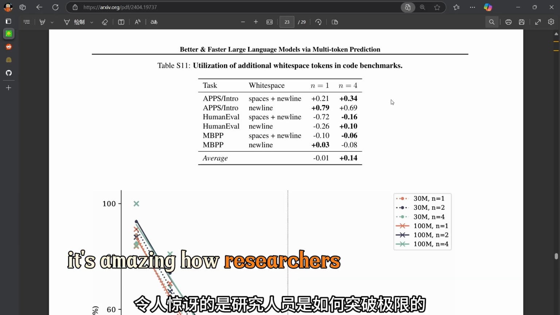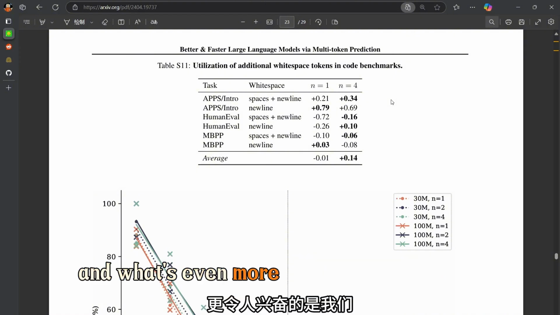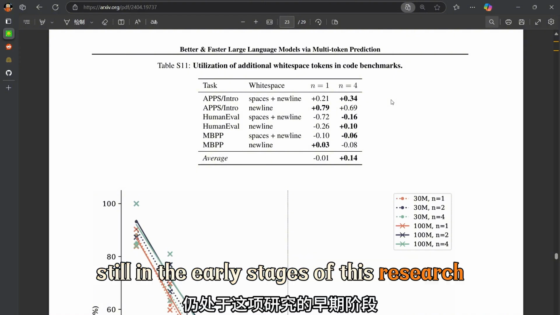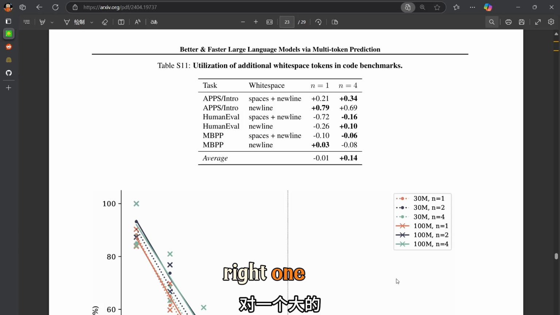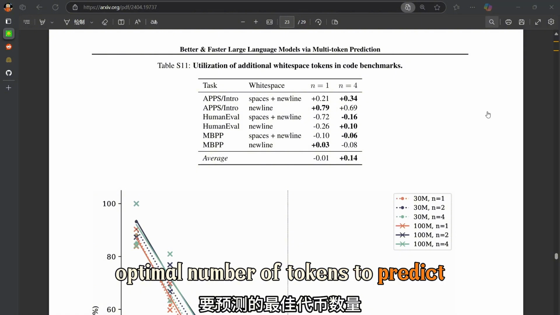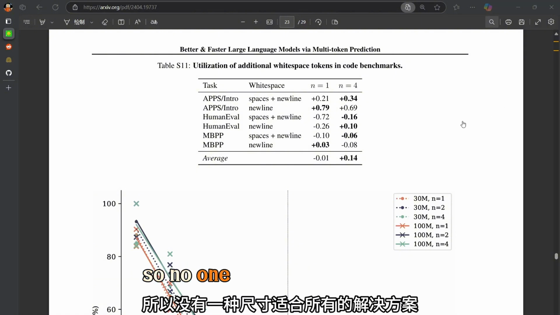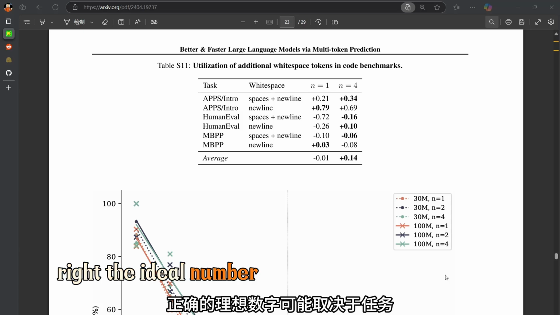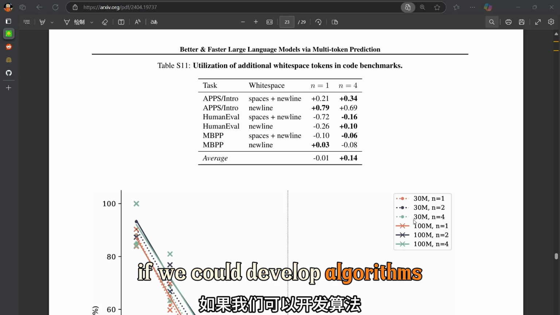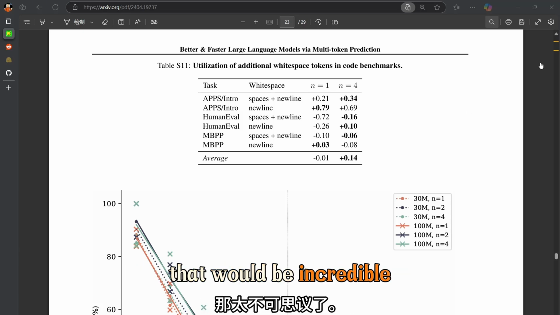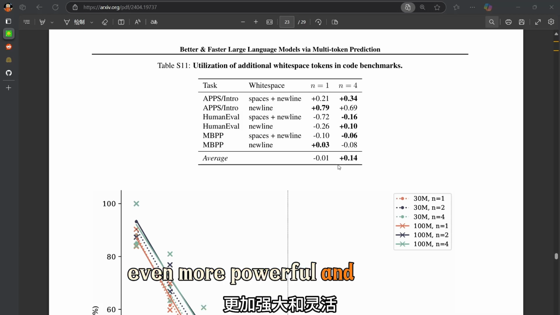It's amazing how researchers are pushing the limits. It really is. And what's even more exciting is that we're still in the early stages of this research. That's what makes it so captivating. It's like we're on the cusp of a whole new era in AI. Right. One big challenge is figuring out the optimal number of tokens to predict and how that might change with the task. So no one-size-fits-all solution, huh? Right. The ideal number likely depends on the task, the data, and many other things. Wouldn't it be amazing if we could develop algorithms that automatically figure that out? That would be incredible. It would make multi-token prediction even more powerful and flexible.